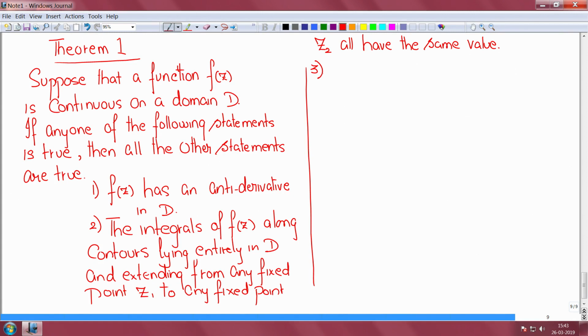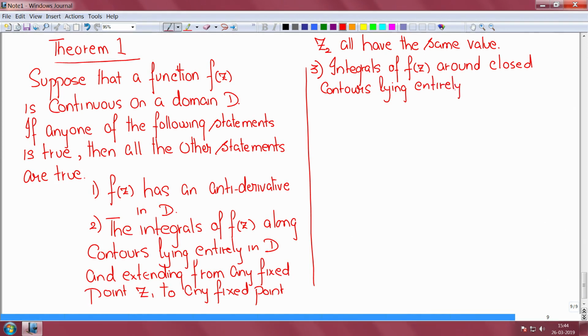Then the third statement. The third statement is integrals of f of z around closed contours lying entirely in D, all have 0 value, all have 0 value.